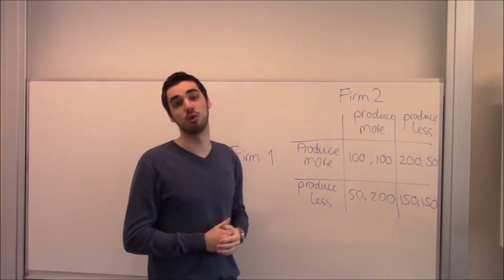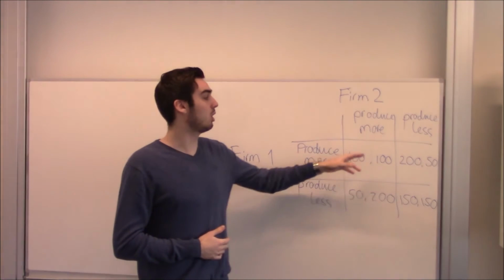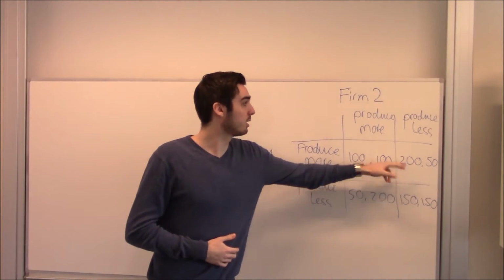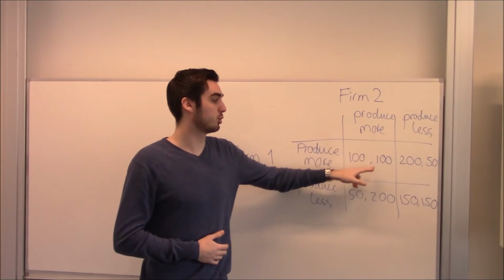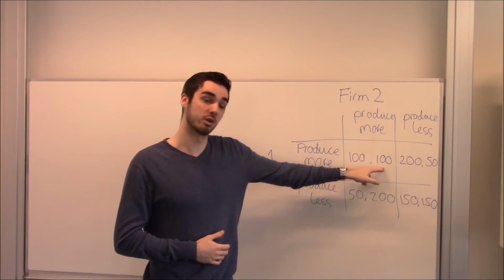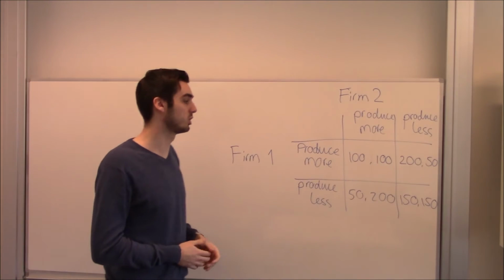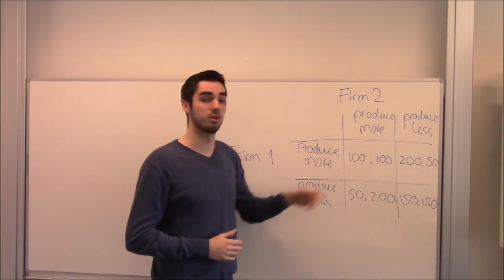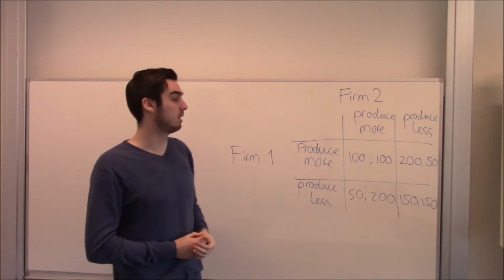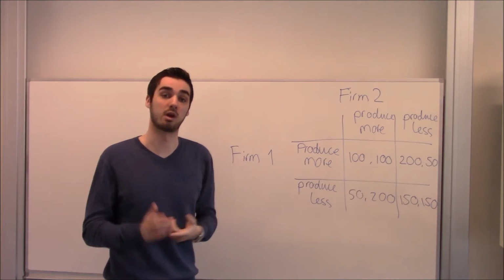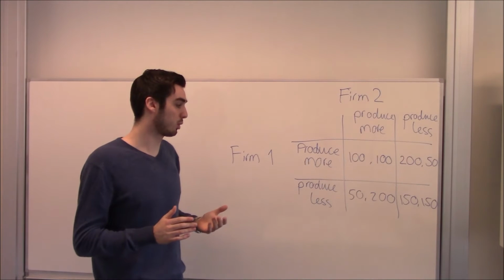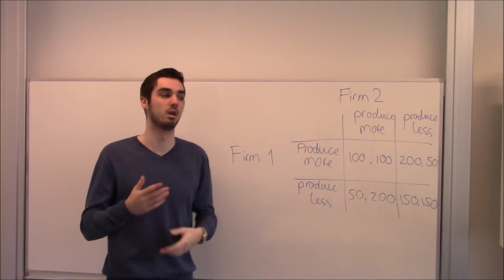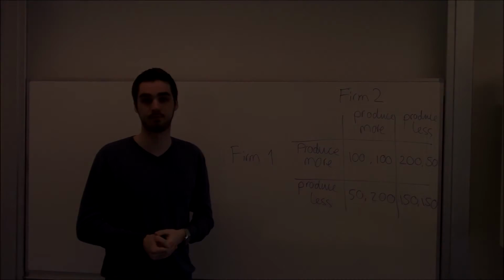But again, if firm 2 anticipates this, he will also choose to produce more, because from this situation it would be better for firm 2 to choose produce more, because then he has a payoff of 100 rather than 50. So in the end they will end up in a situation where they will just produce more and do nothing about the environment, which of course is bad for the environment, because climate change is then only growing.